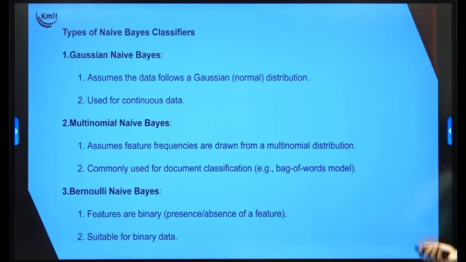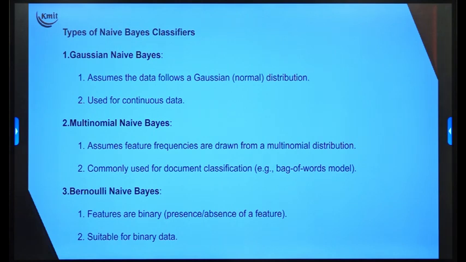So, we have different types of naive Bayes classifiers again. The calculation or the procedure step varies for each of them. So before we actually see how to calculate the posterior probability using Bayes theorem, we will see the different types of naive Bayes classifier. First one is Gaussian naive Bayes classifier, which assumes the data follows a Gaussian or normal distribution. We use Gaussian naive Bayes for continuous data basically.